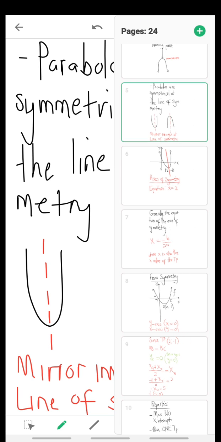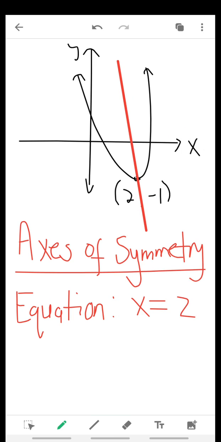So having said that, it means then if I have a parabola and I know the coordinates of the turning point of the parabola, I am able to find the equation of this line of symmetry or the axis of symmetry.